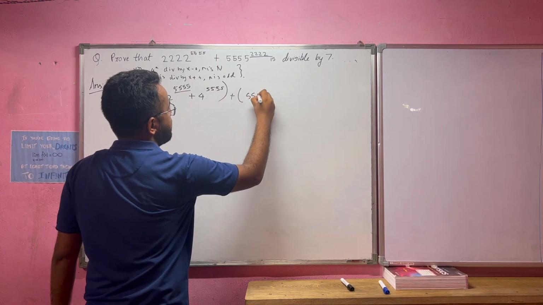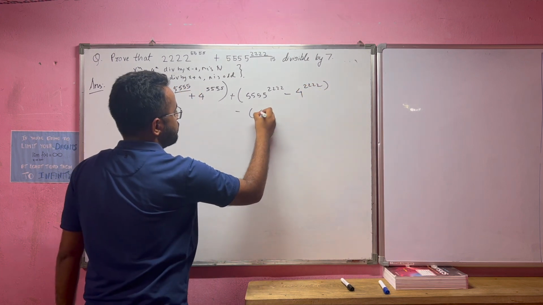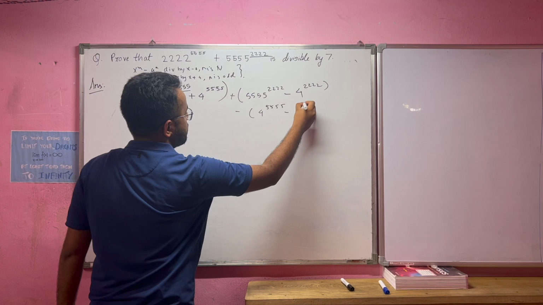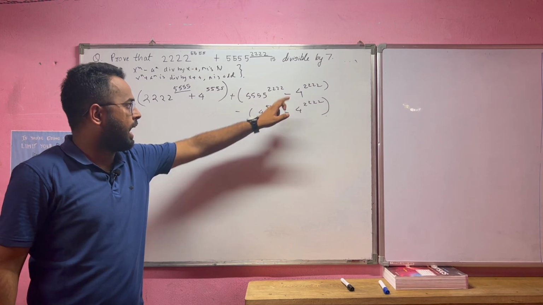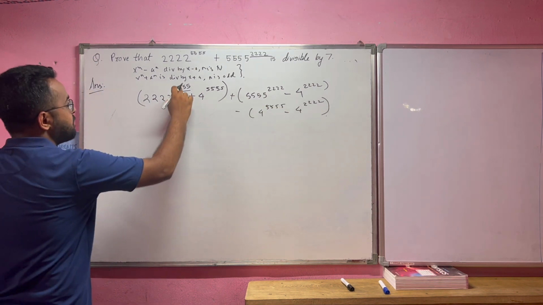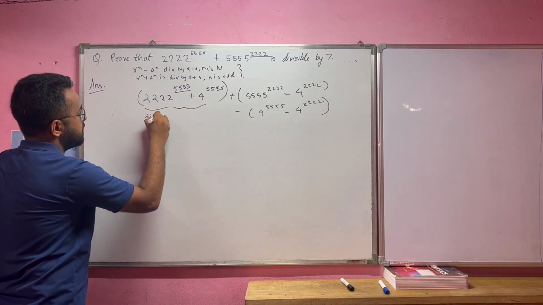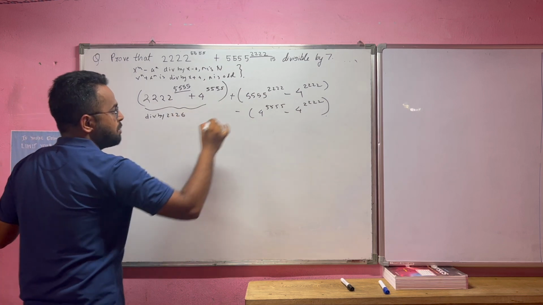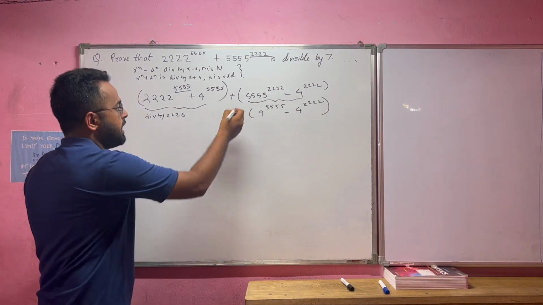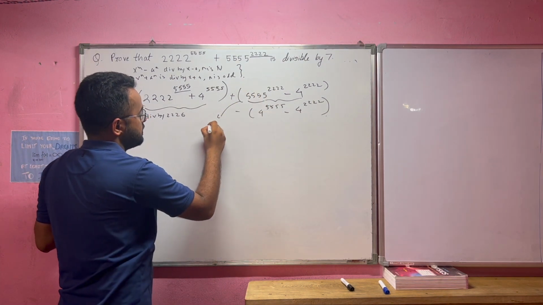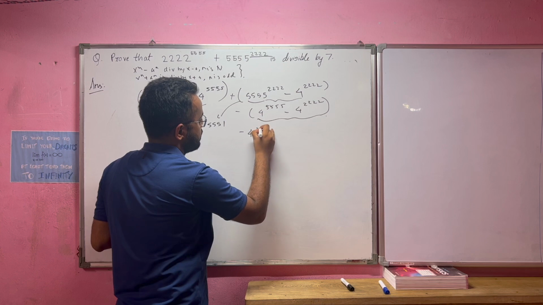Next you see, 5555 power 2222 minus 4 times of 2222 minus of 4 times of 5555 minus 4 times of 2222. I added it, so hence I have to subtract it. I subtracted it, hence I have to add. Now a power n plus b power n is divisible by a plus b when n is odd. So this number is divisible by 2222. And what about this number? A power n minus b power n is divisible by a minus b for any natural number. Hence it is divisible by 5555 minus 4, which is 5551. What about this term? Take common.